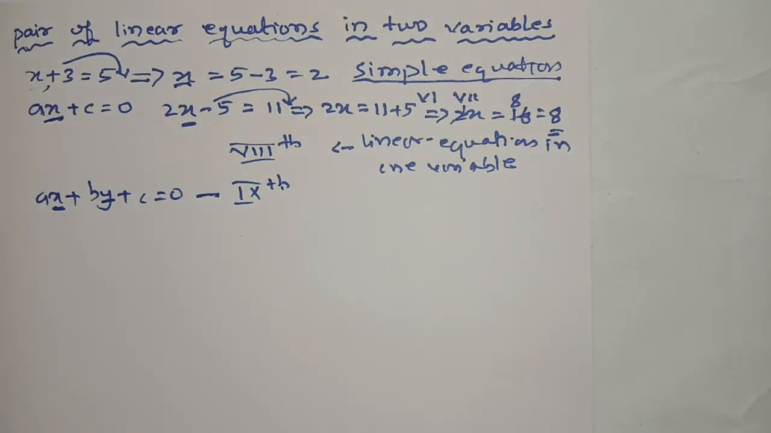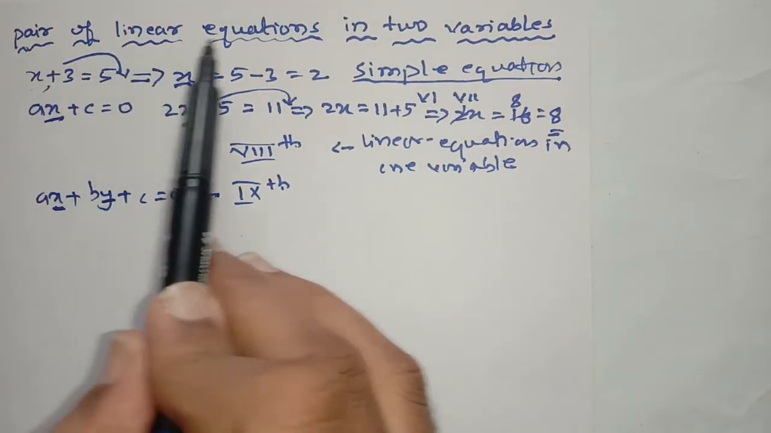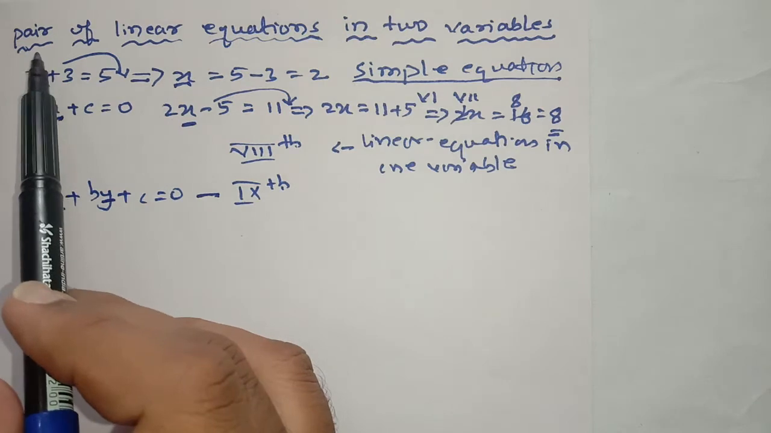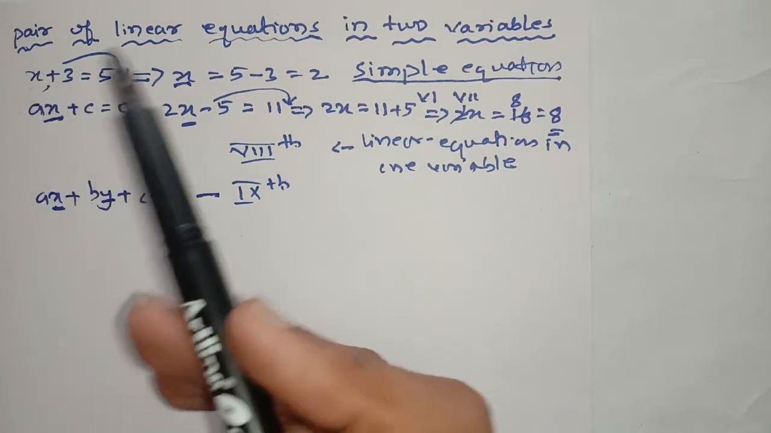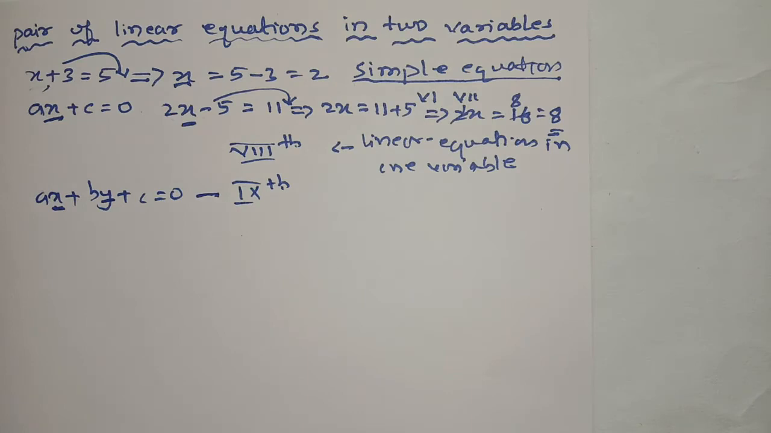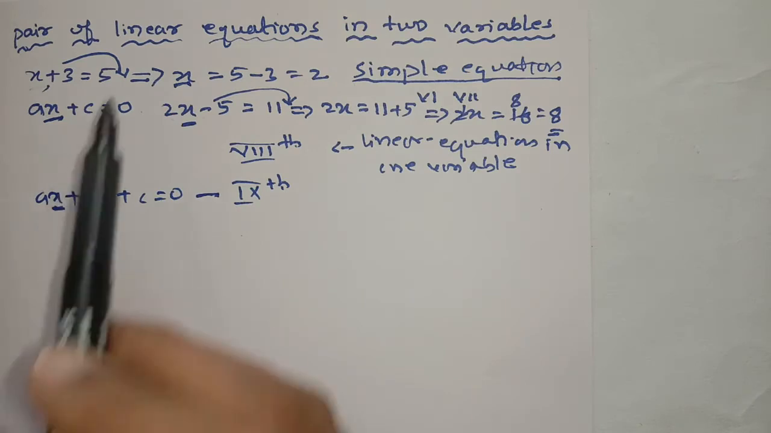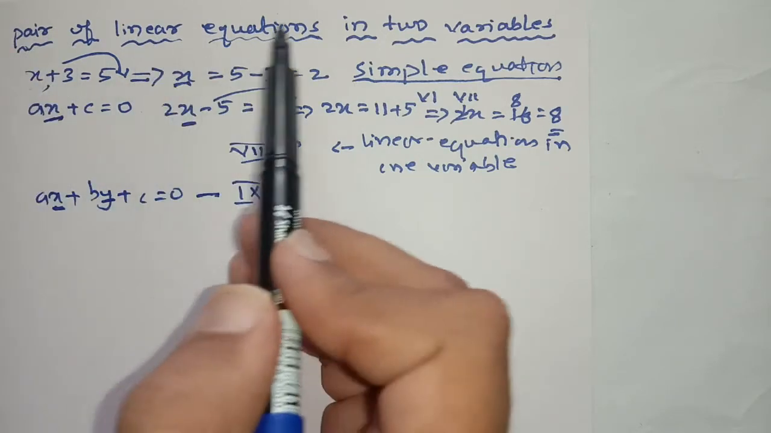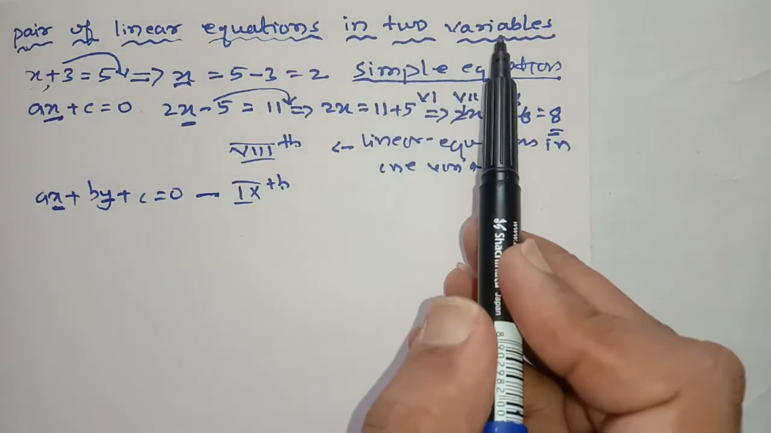Now in 10th standard you will have pair of linear equations in two variables. Now we will see the definition of it. You know the meaning of pair? Two animals, we call it a pair. Two human beings, we call it a pair. So here two linear equations we are calling a pair of linear equations in two variables.